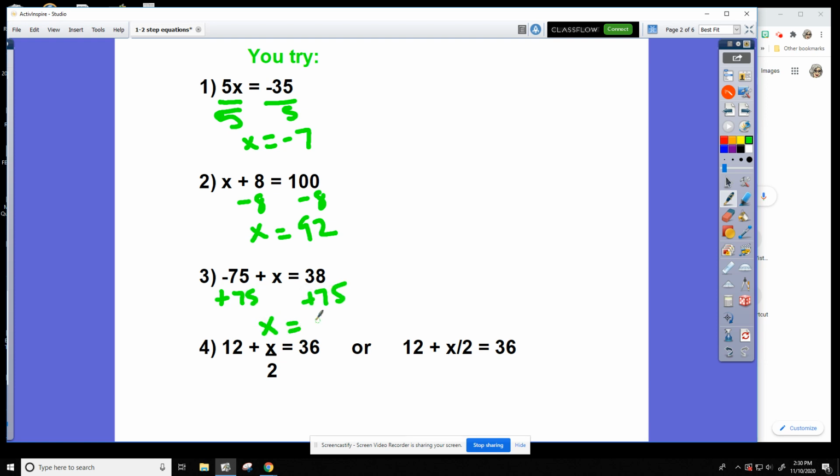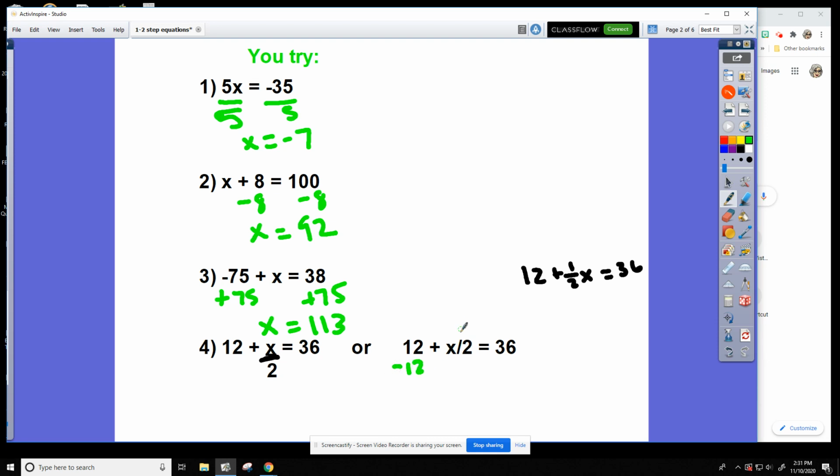X equals 113. Now, these two last ones are the same thing. Sometimes it's like this, that there's a fraction symbol. Sometimes it's like this. Sometimes it's like this. I'm going to write it here. 12 plus 1/2 x equals 36. All these three are the same. But I will use this one because it seems like there's more room.